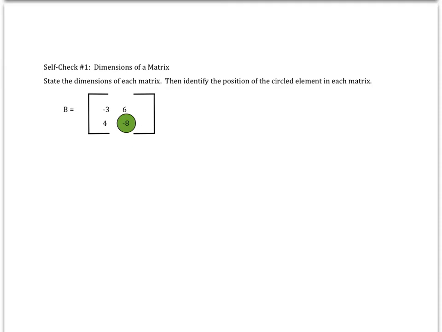It's time for self-check number 1. I want you to state the dimensions of this matrix and then identify the position of the circled element in this matrix. Be sure to put your answer on your worksheet and on the online worksheet to submit to me.